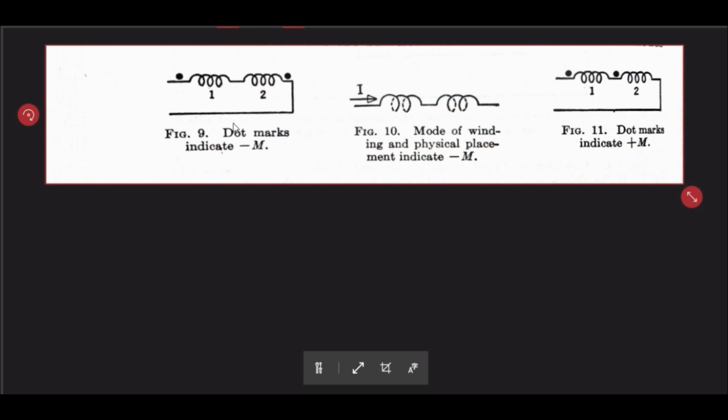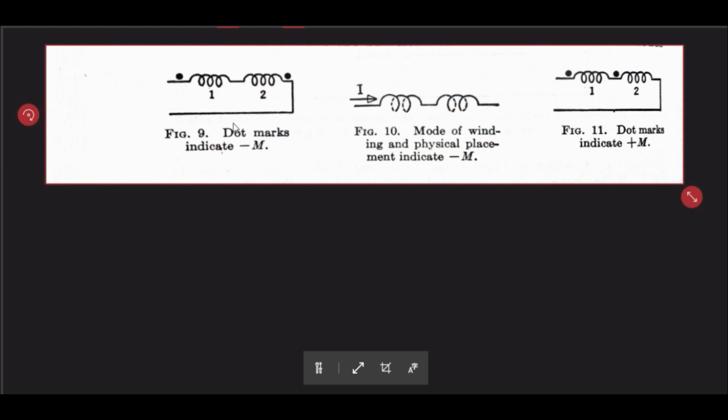And if we have a connection like this, in circuit 11, what will happen? In circuit 11, the MMF of circuit 1 is assisting the MMF produced by circuit 2, and the MMF of circuit 2 is assisting the MMF of circuit 1. So in that case, M will be considered as plus.